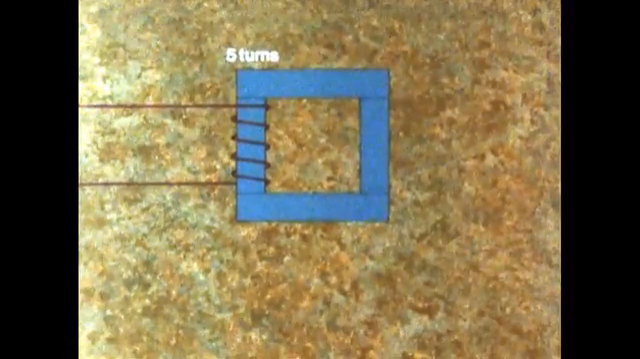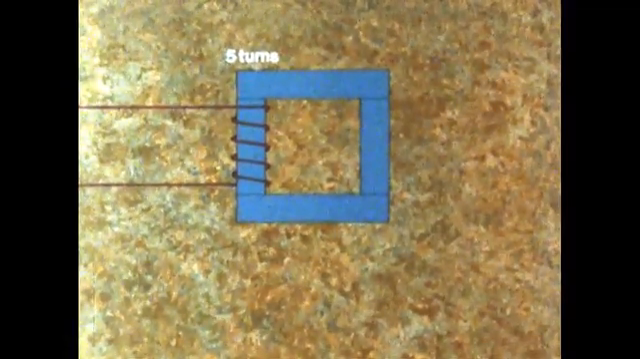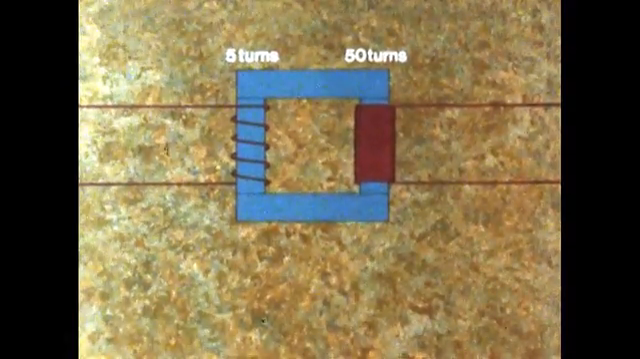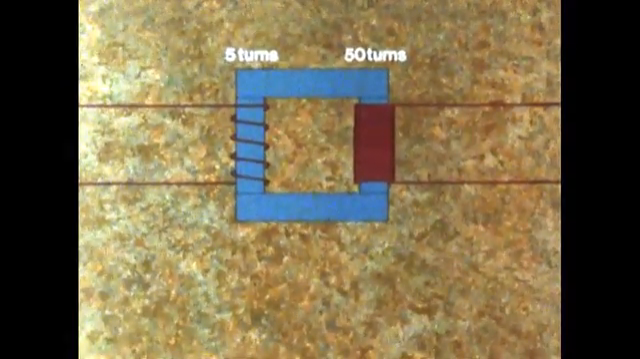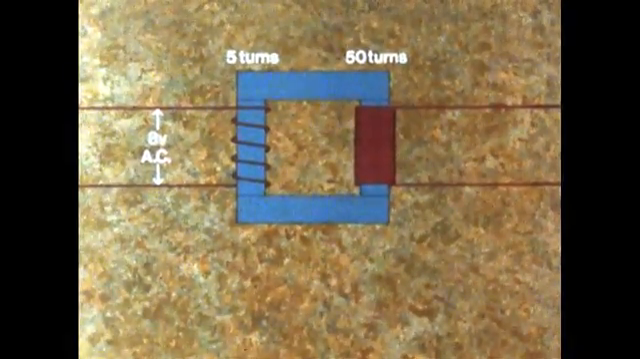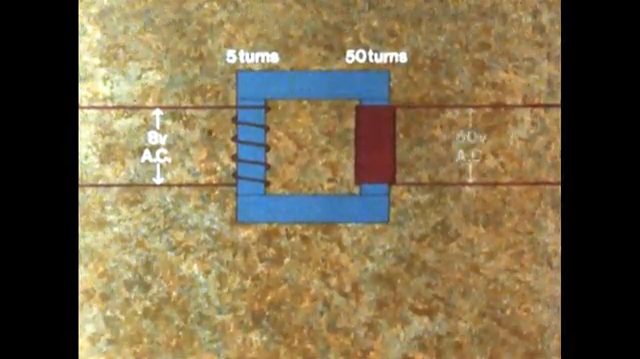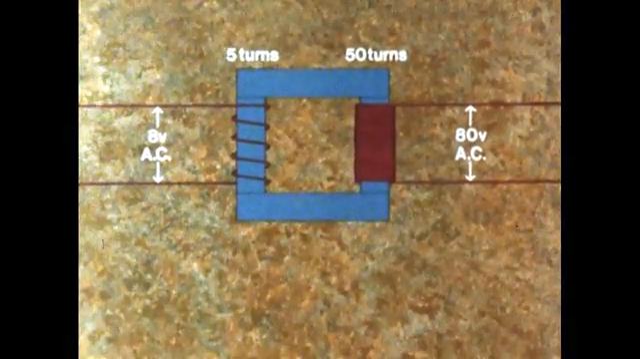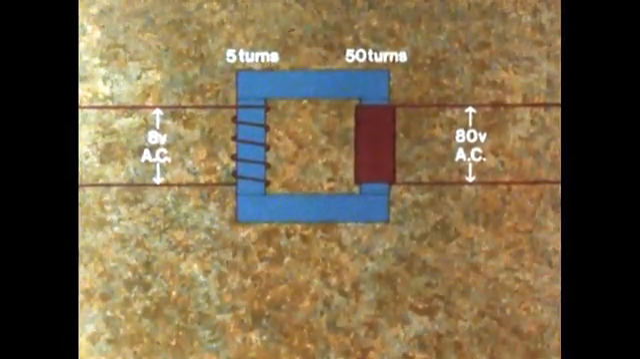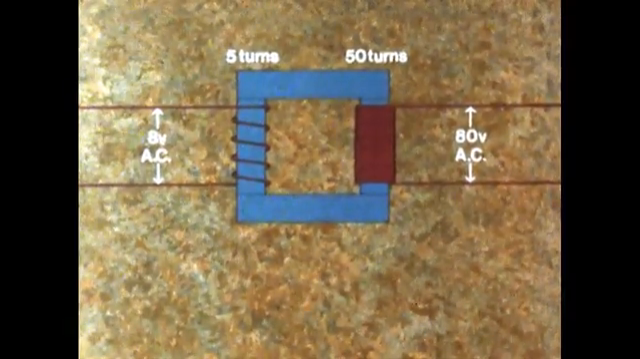Suppose we have 5 turns of wire in the primary coil and 10 times that, 50 turns, in the secondary. And suppose we apply an input EMF of, say, 8 volts AC. The output EMF will be 10 times that, 80 volts AC. And we will have stepped up the voltage and we have a simple transformer. Let's look at it more carefully.